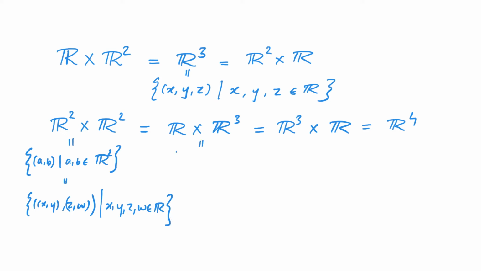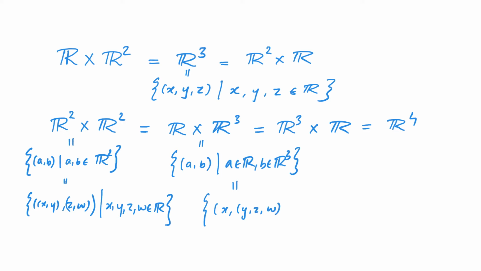Similarly, R cross R3 contains pairs (a, b) where a belongs to R and b belongs to R3. Therefore, this can be rewritten as the set that contains (x, y, z, w). Once again, all numbers x, y, z and w are real numbers, and I am not going to write this. And finally, R3 cross R contains all pairs (a, b) such that a belongs to R3 and b belongs to R.